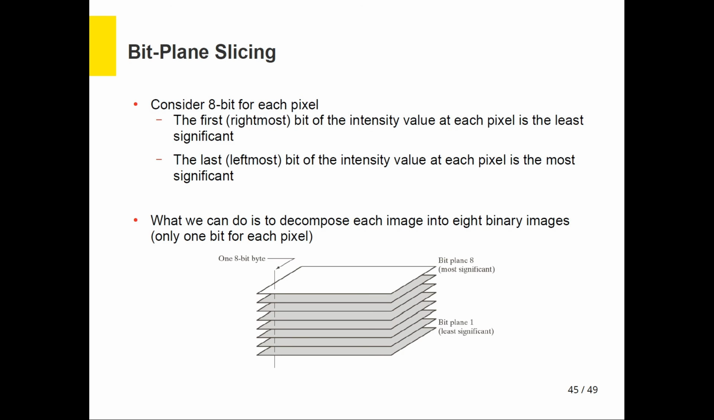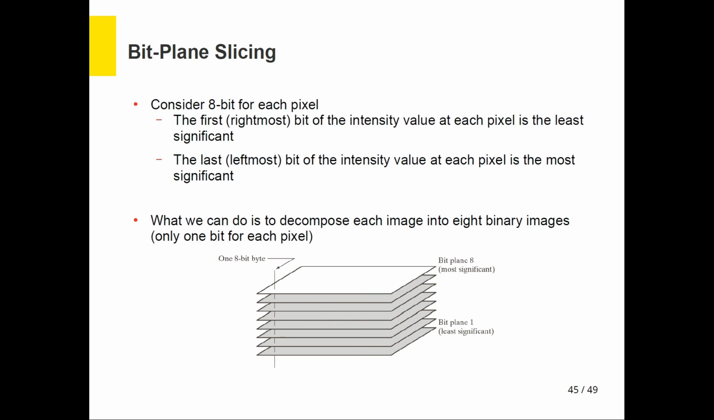We saw that we can use different number of bits to show different levels of intensity in an image. But one thing that is interesting is that the location of these bits, or basically the weight of these bits, is going to be different. So let's say we have an image that uses 8 bits to show the intensity levels. The first or the rightmost bit of the intensity value at each pixel is the least significant one, because the weight associated with it is going to be 2 to the power 0 or 1.